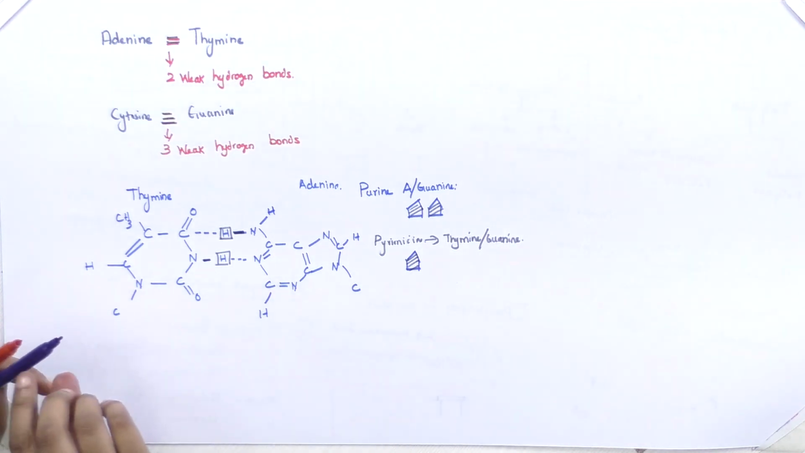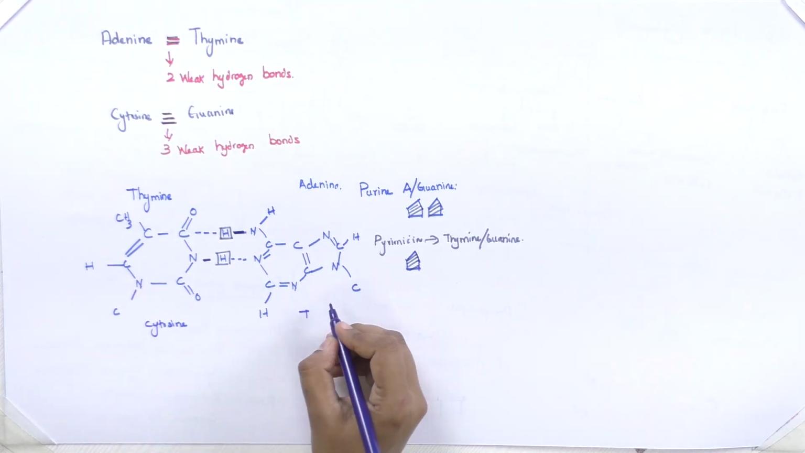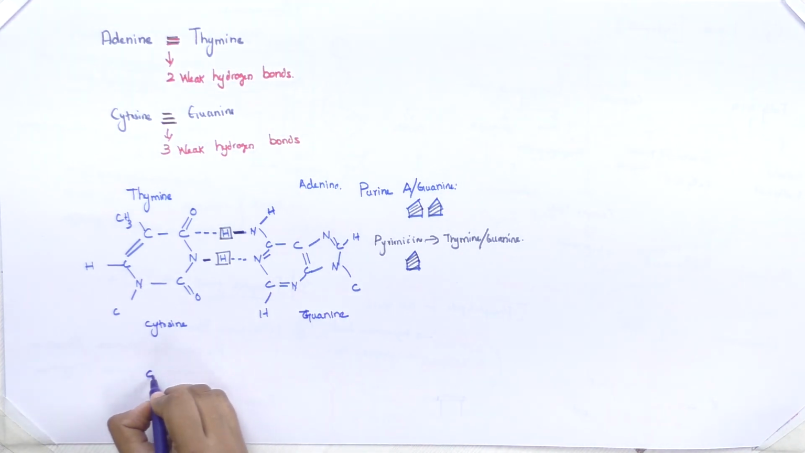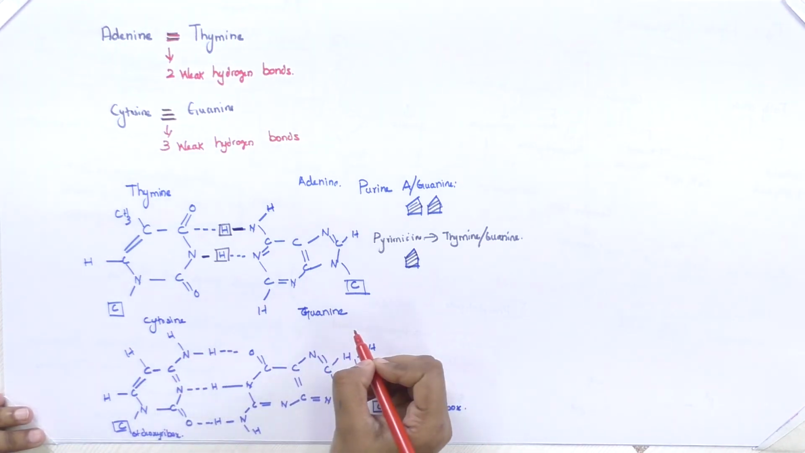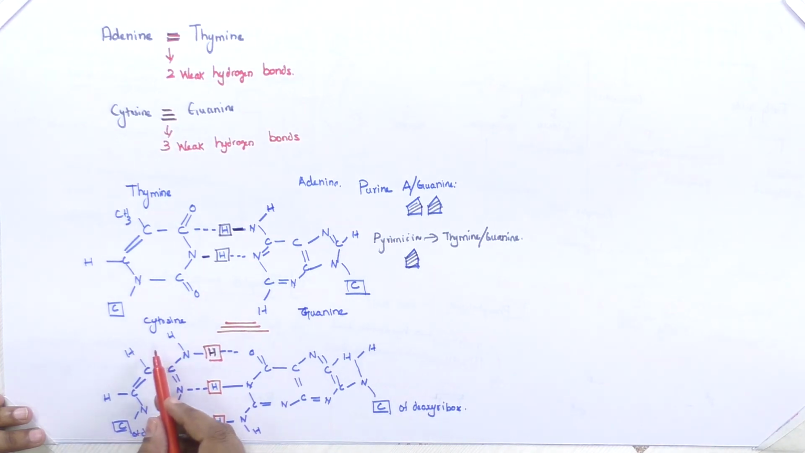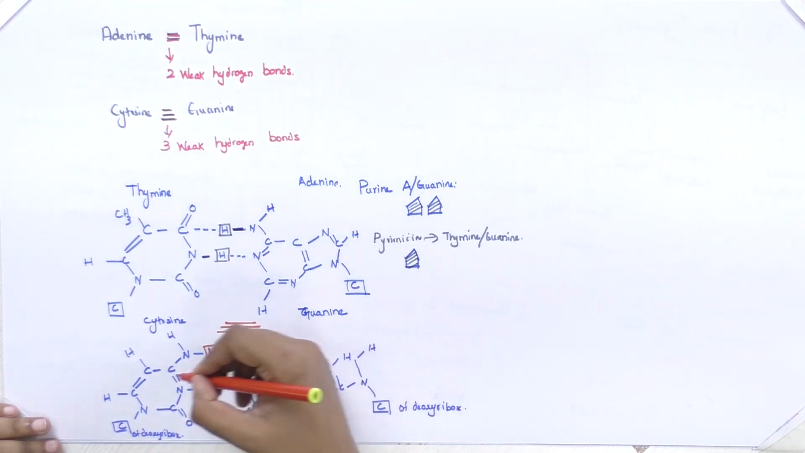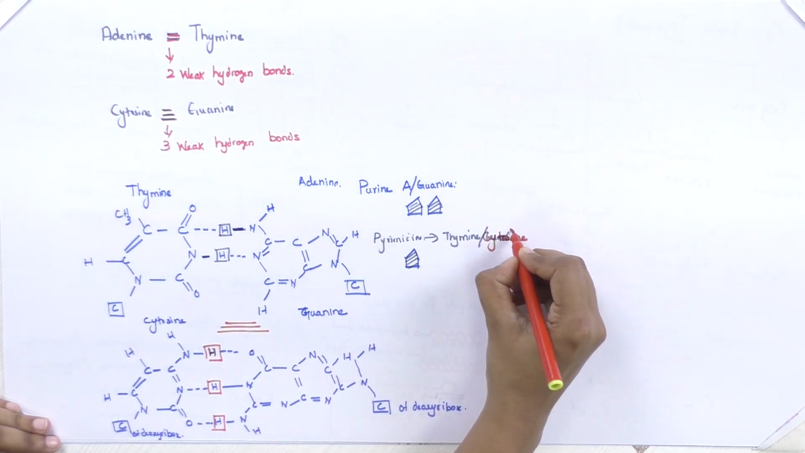Now we go on to cytosine and guanine. This is the structure of cytosine and guanine. As I already said, cytosine and guanine are linked by three weak hydrogen bonds. You can see one hydrogen bond here, a second hydrogen bond and a third hydrogen bond. Cytosine comes under the category of pyrimidine.